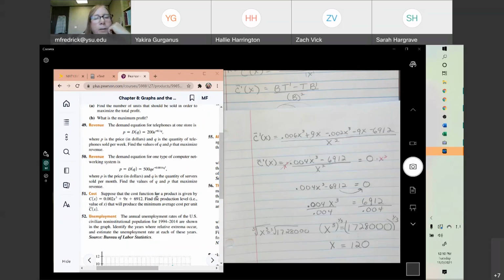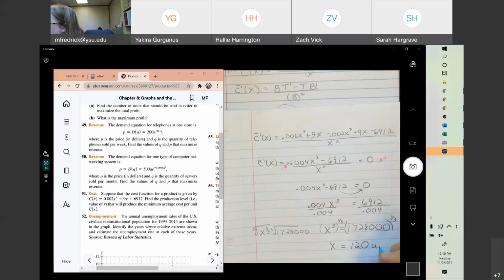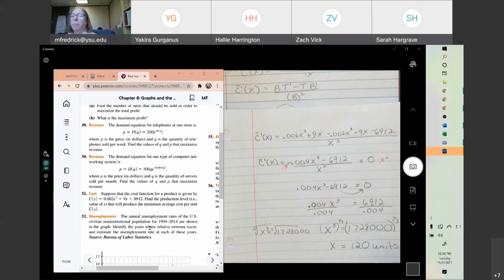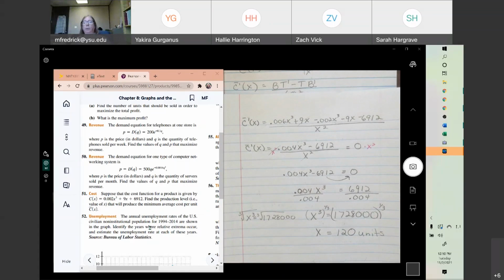D1. Find the production level that will produce the minimum average cost per unit. So the production level is 120 units. If you keep producing groups of 120, that's your minimum cost. Any questions on that?